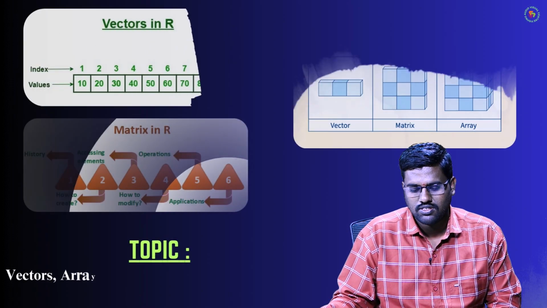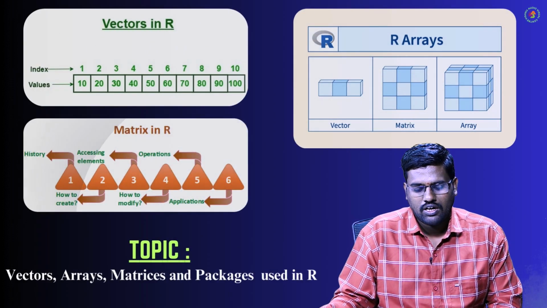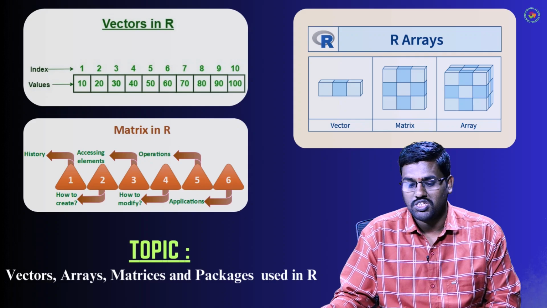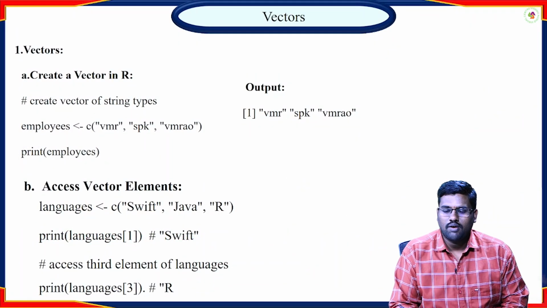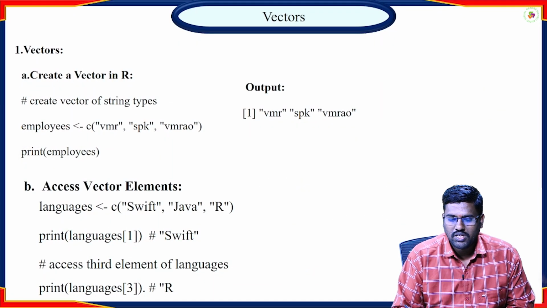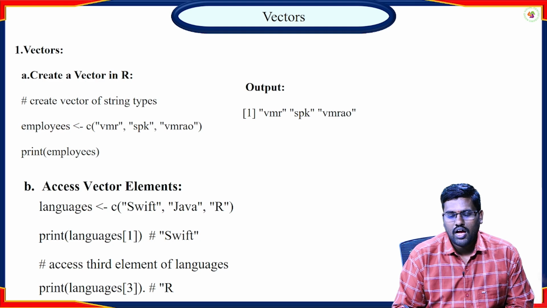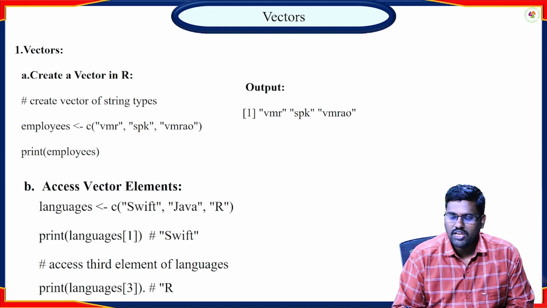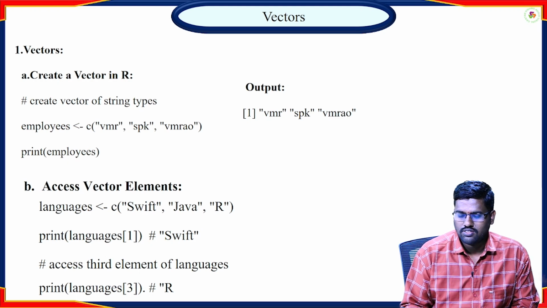Today I want to discuss the topics vectors, arrays, matrices and packages used in R. Now coming to the vectors. Vectors means a collection of homogeneous data items. That means similar items are to be described in vectors.